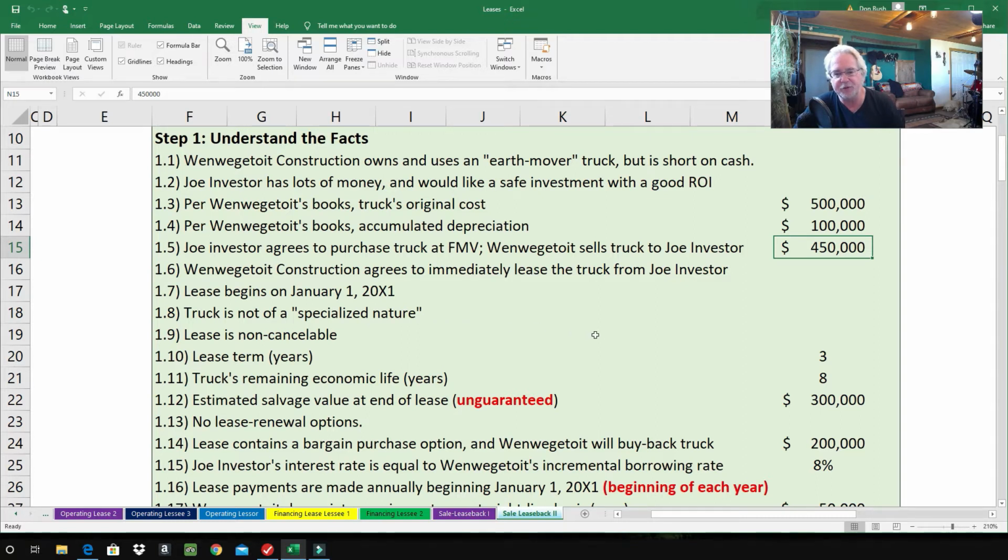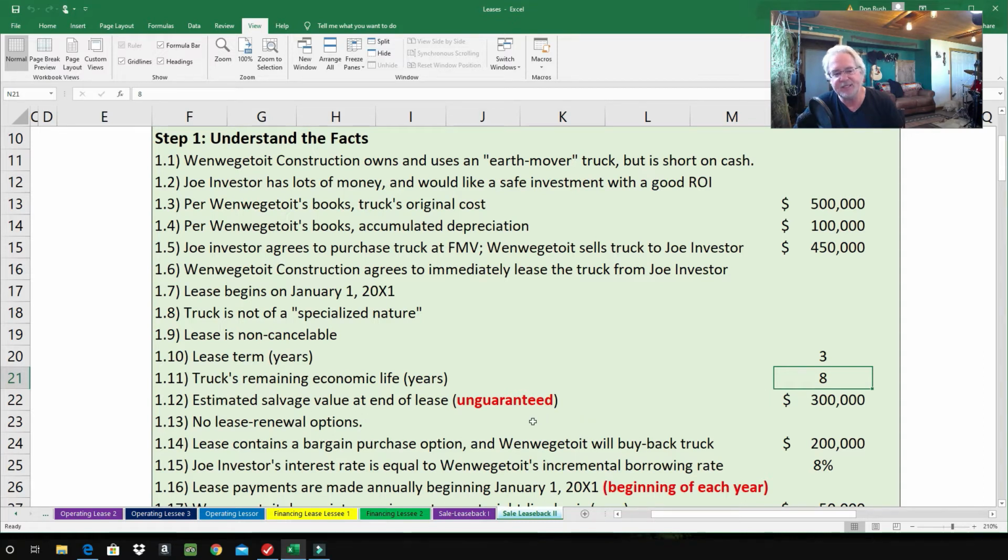is useful to lots of different companies, a lot of different people. It wasn't specially built for when we get to it. The lease is non-cancelable, and the lease term is 3 years. The truck's remaining economic life in years is 8 years, so 3 of those 8 years is going to be leased to when we get to construction.